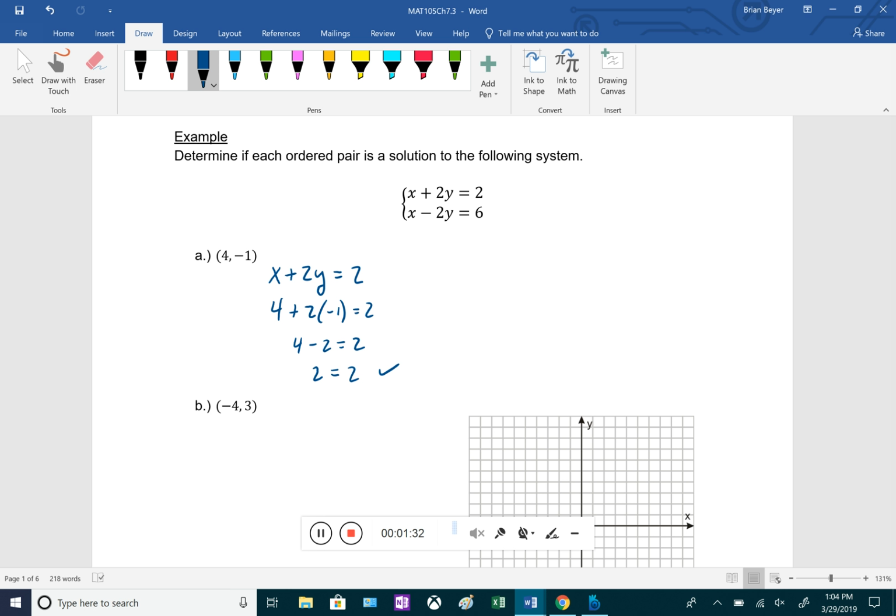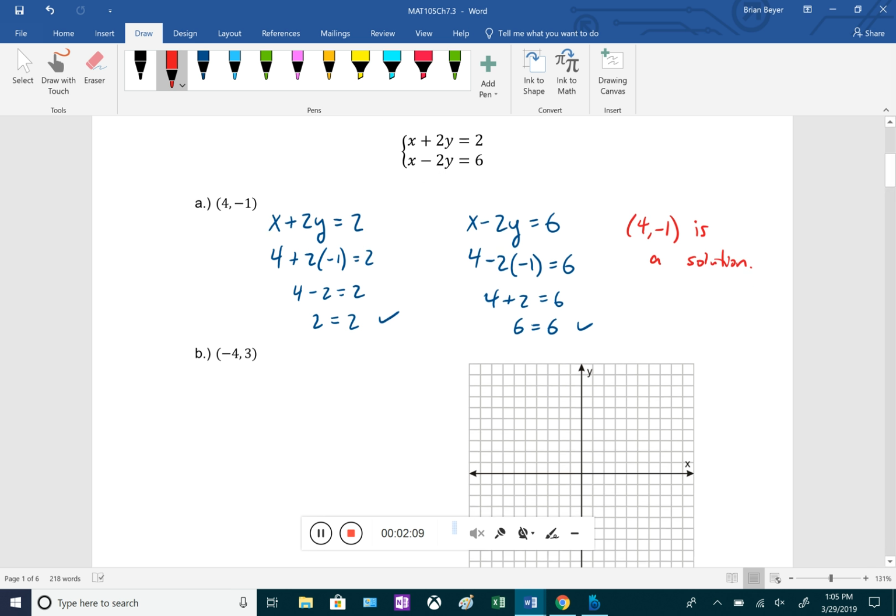So we also have to make sure that it works for the second equation. It's x minus 2y equals 6 for the second equation. So we plug in 4, plug in negative 1, and we make sure that it works. On the left-hand side, we get 4 plus 2. So we do get 6 equals 6, which is true. So that means that this coordinate, 4 comma negative 1, is a solution.